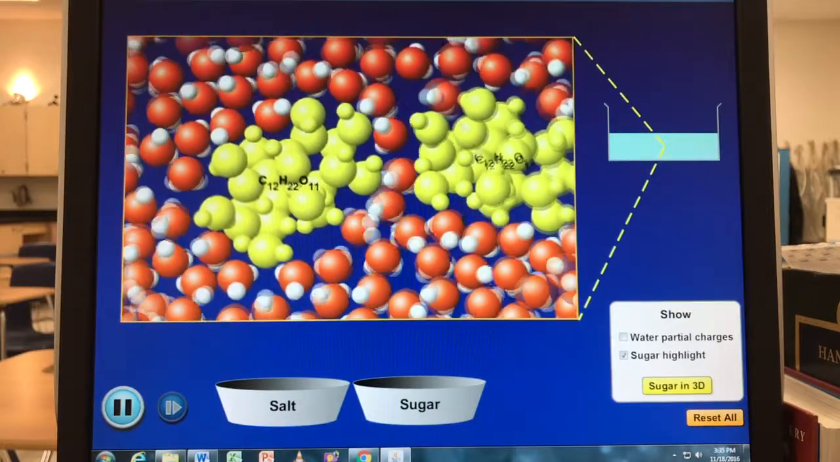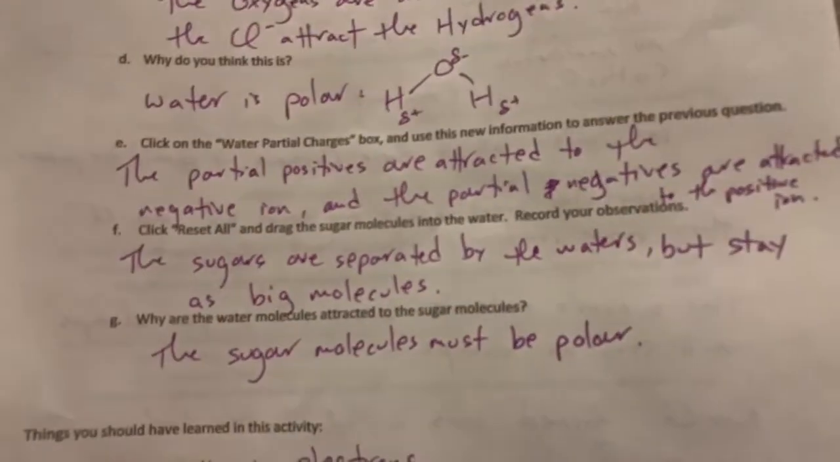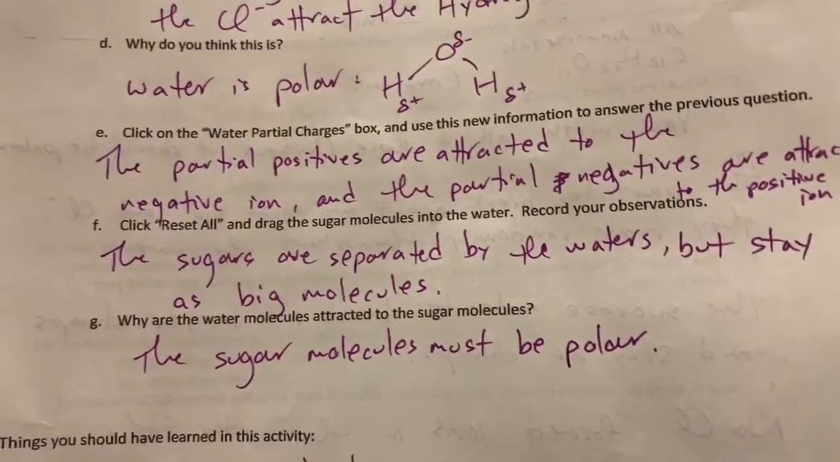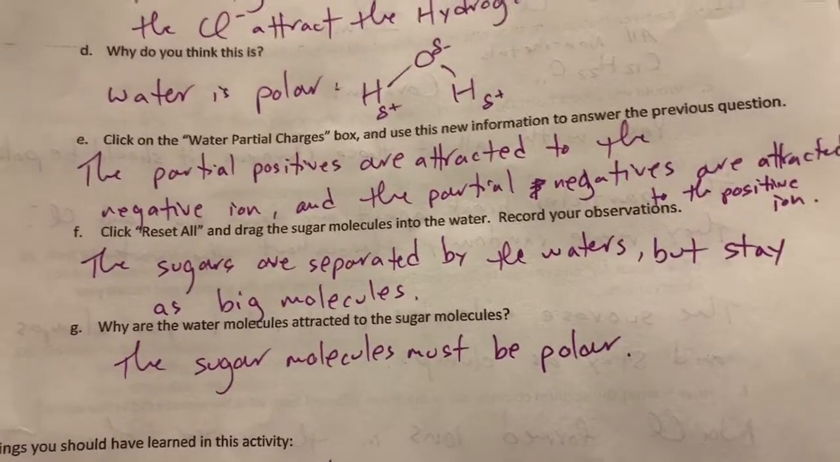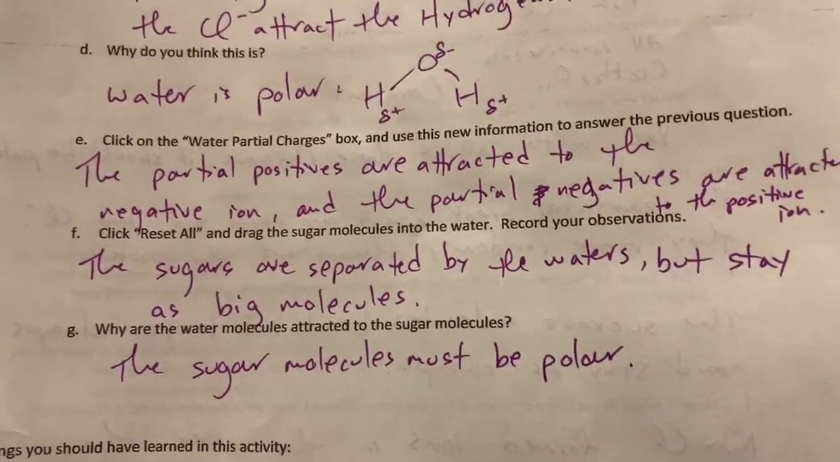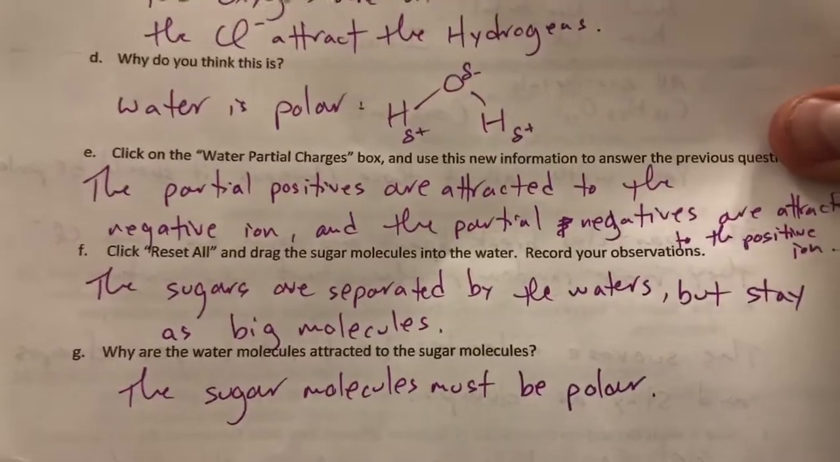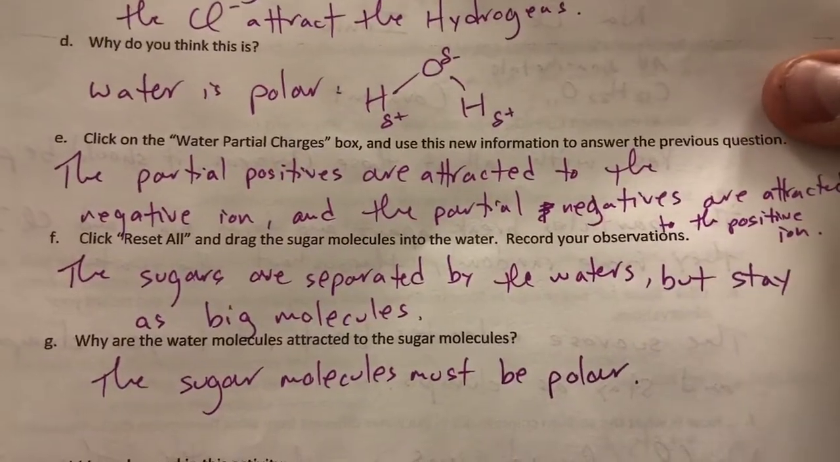Okay, so that is those sugar molecules, right? As we see on here, sugar molecules must be polar in order for them to dissolve in water, and that must be true of all covalent compounds. Covalently bonded compounds must be polar in order to dissolve in water.